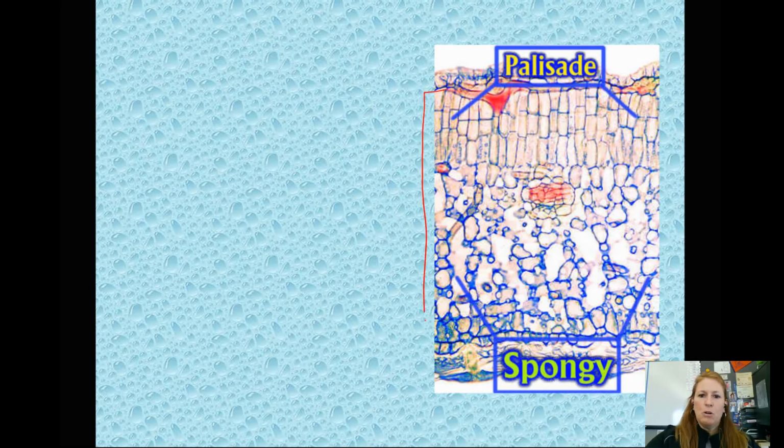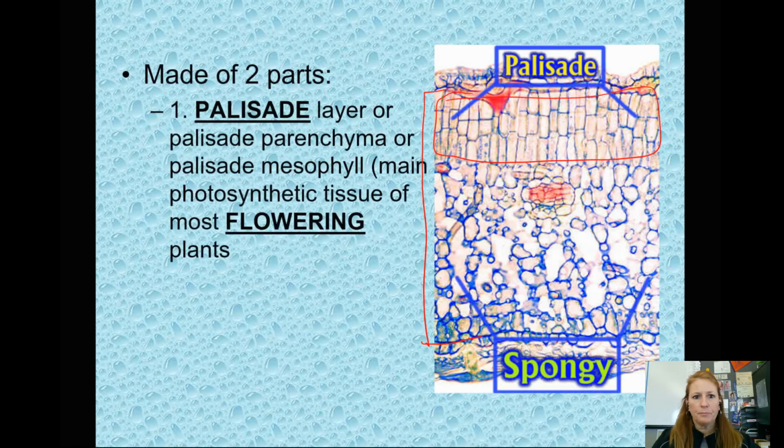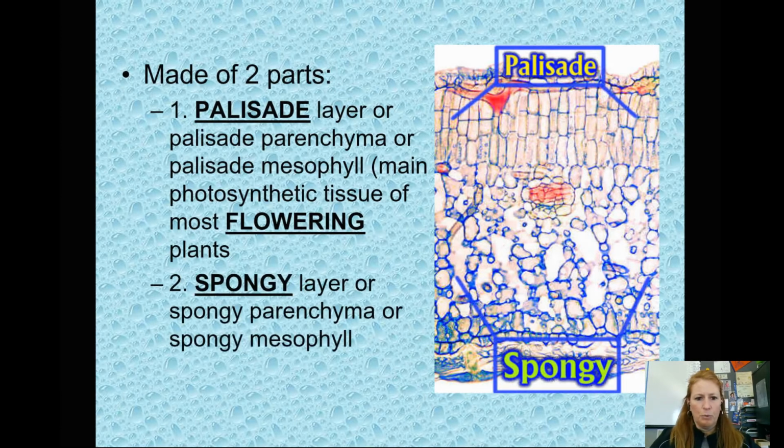Here's the cross section of the actual cells. So this part right here, okay, that is the mesophyll. And you can see it's a little more prominent here. These are the rectangles. That's called the palisade. So the mesophyll is made up of two parts. So we've got the palisade, and the second one, I'll pull that up, is the spongy.